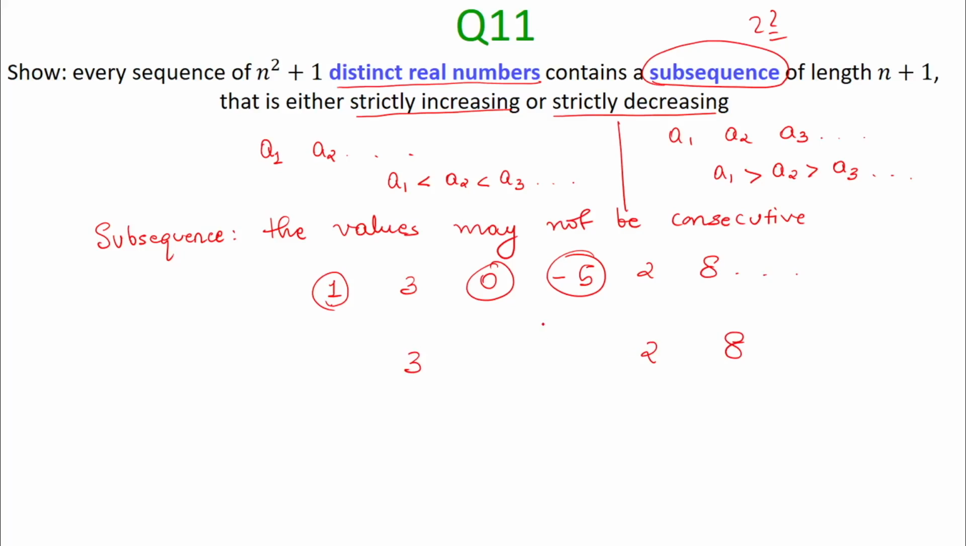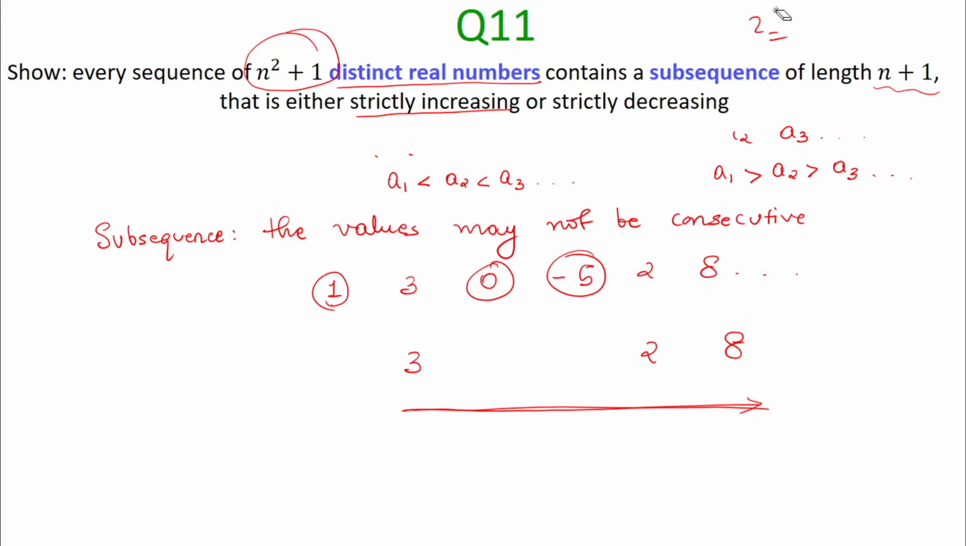So what this question basically says is that irrespective of the way your n square plus 1 distinct real numbers are chosen, you always have a subsequence. By that I mean that you have a set of n plus 1 values going from left to right, but need not be in consecutive locations. Some of the locations might be skipped, but the number of values is n plus 1 such that if you view those n plus 1 values, they are either strictly increasing or strictly decreasing. That's what we have to prove.